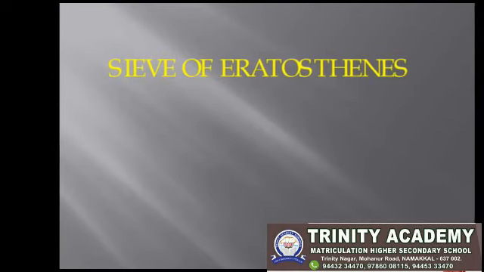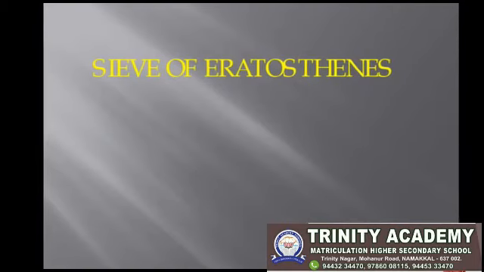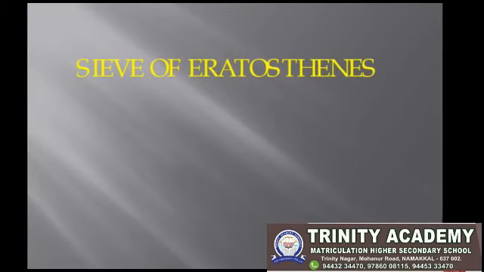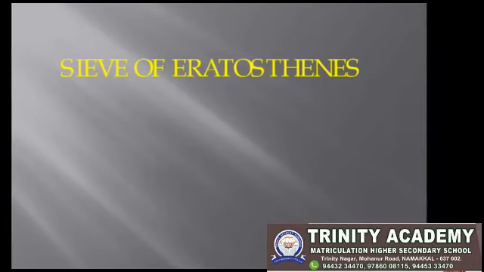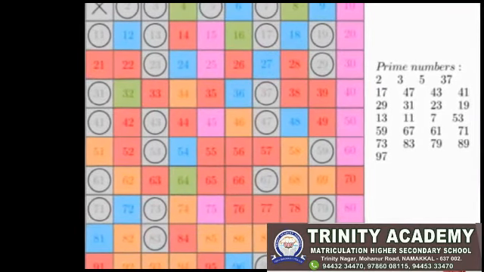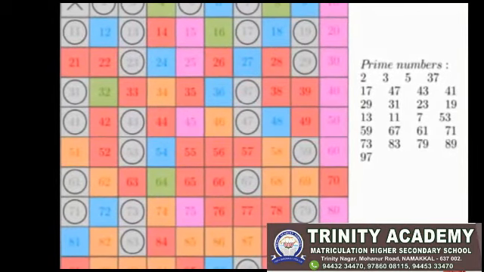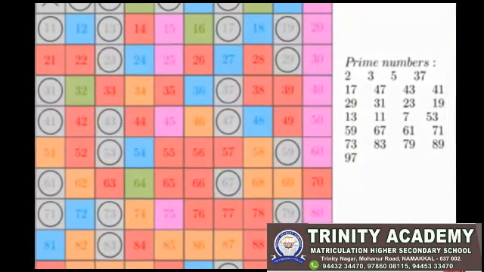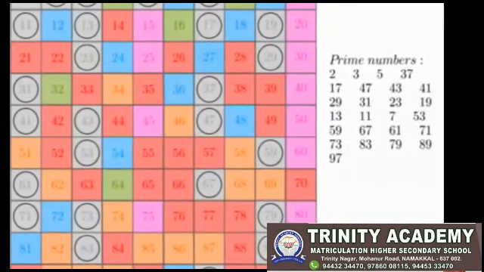Next, sieve of Eratosthenes. Eratosthenes, a Greek mathematician, developed a method to find prime numbers by removing numbers that are not prime. The method is known as the sieve of Eratosthenes. This is a table of Eratosthenes. In this, the circled numbers are the prime numbers between 1 and 100. All the other numbers except 1 are composite numbers between 1 and 100.